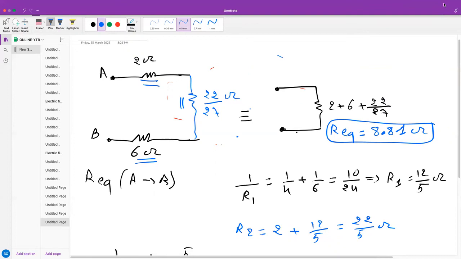In the next lecture, I will go to the application of Kirchhoff's law to both the resistors and the batteries and EMF. And also in another lecture, I will start the charging and discharging of the capacitor.